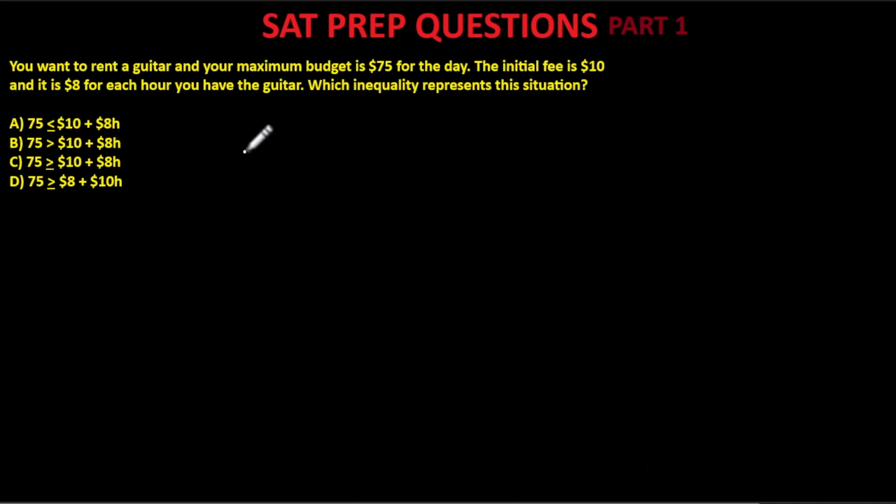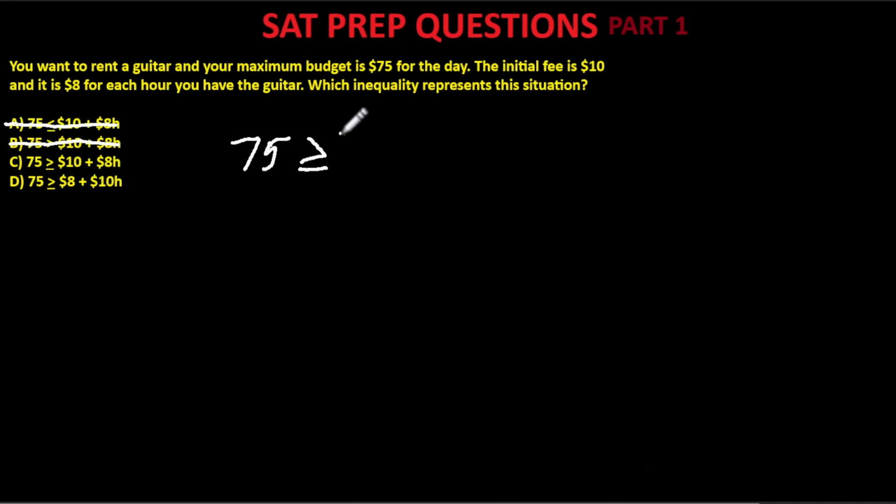So since 75 is your maximum for your budget, then 75 is the biggest number. The inequality is going to be either less than or equal to, and it can be $75. So it has to be less than or equal to. So that eliminates A, and it also eliminates B because it can be $75.